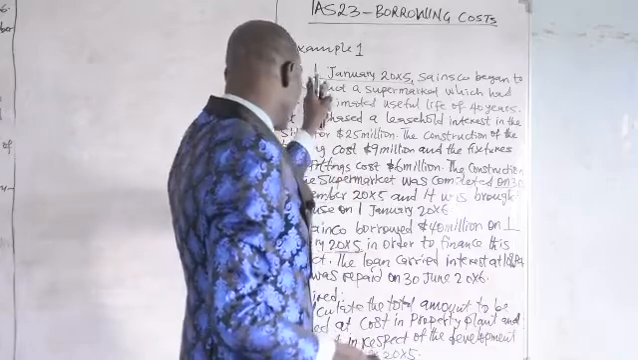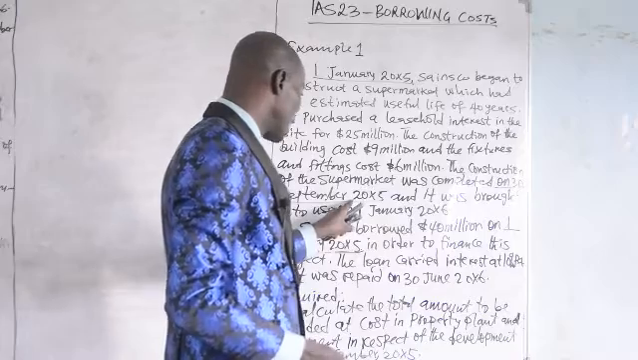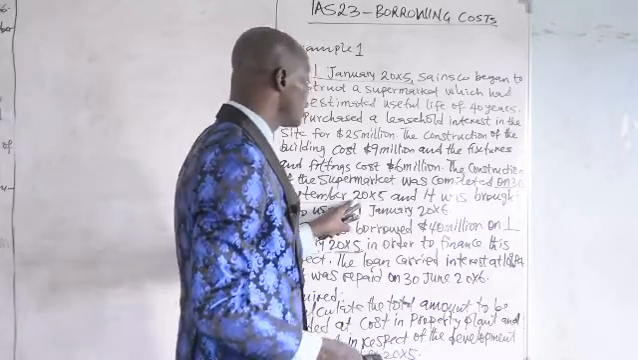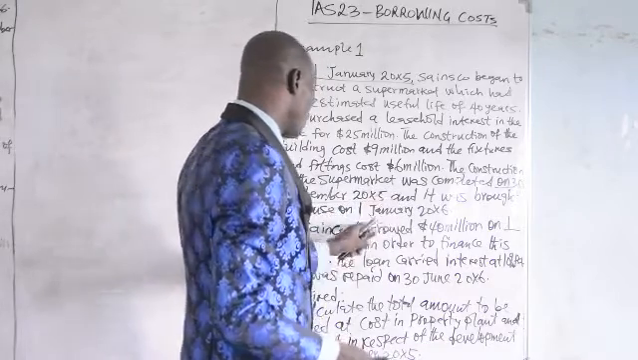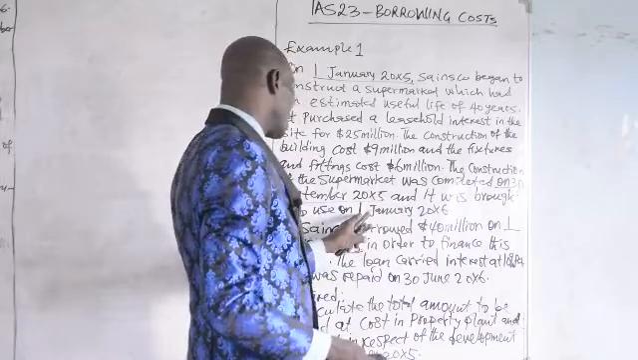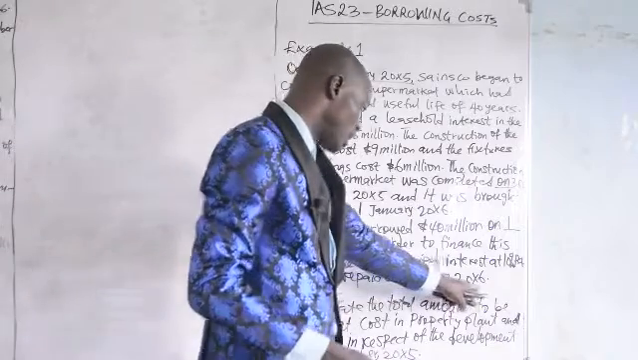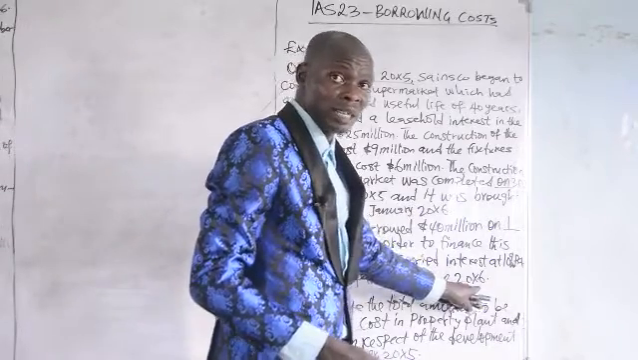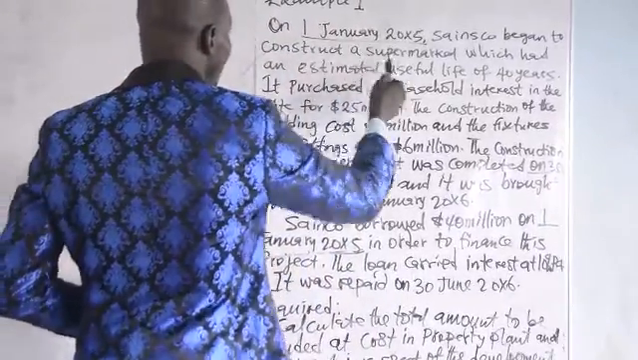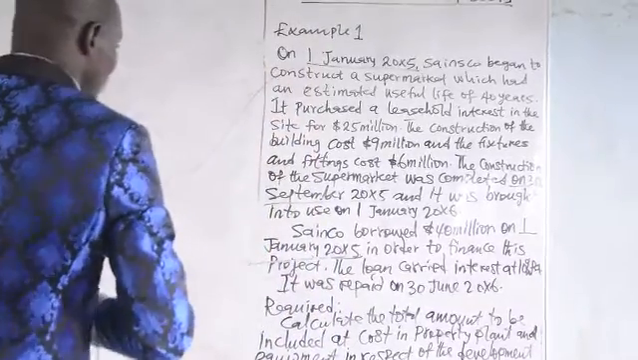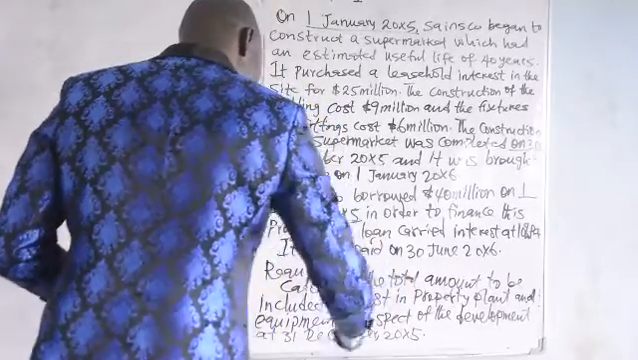While the interest for the period of January 2005 to September 2005 will be capitalized as part of the cost of the asset, the interest relating to October 2005 to December 2005 will be expensed in the 2005 financial year. While interest for January 2006 till the date of repayment, which is 30th of June 2006, will also be expensed in the 2006 financial year. So the only interest that will be capitalized will be the interest from January 2005 to September 2005. So you have to calculate the total amount to be included at cost in property, plant, and equipment.